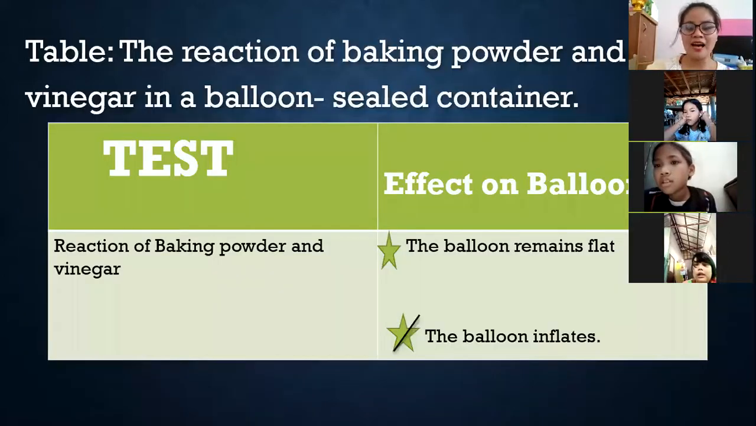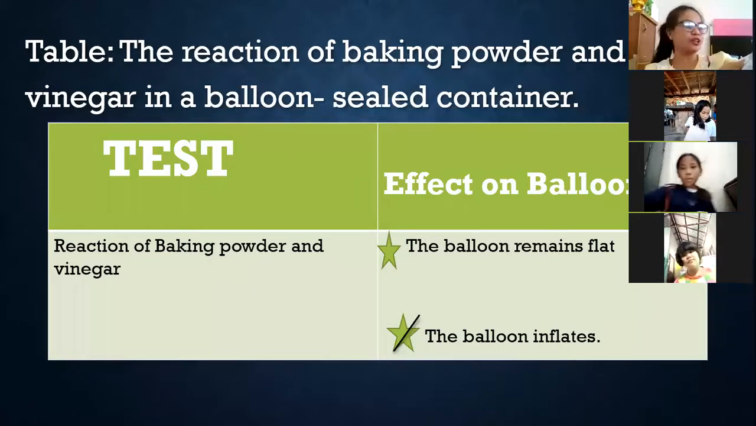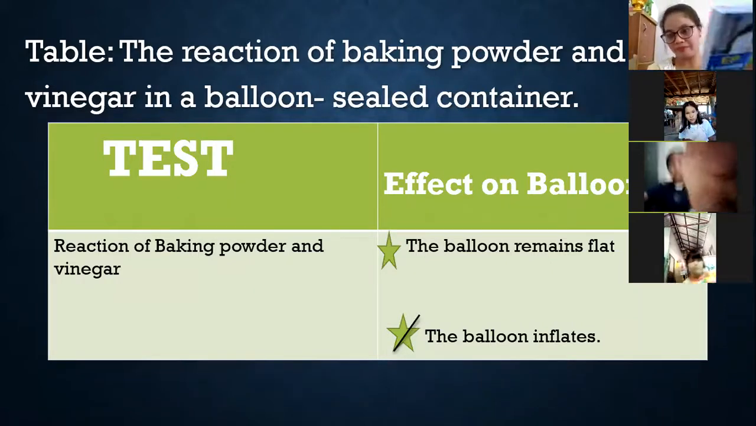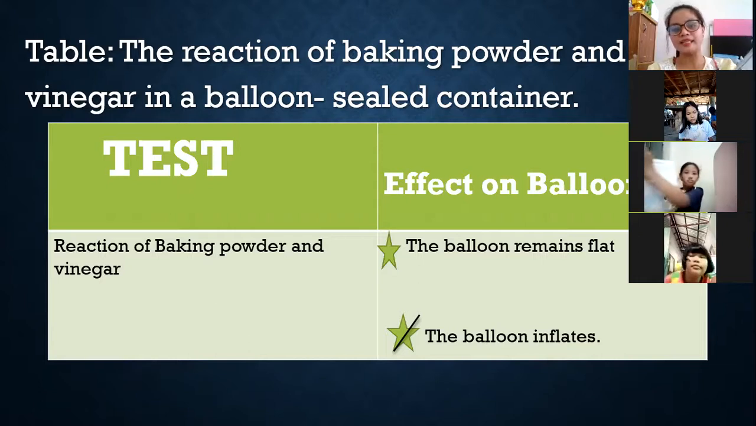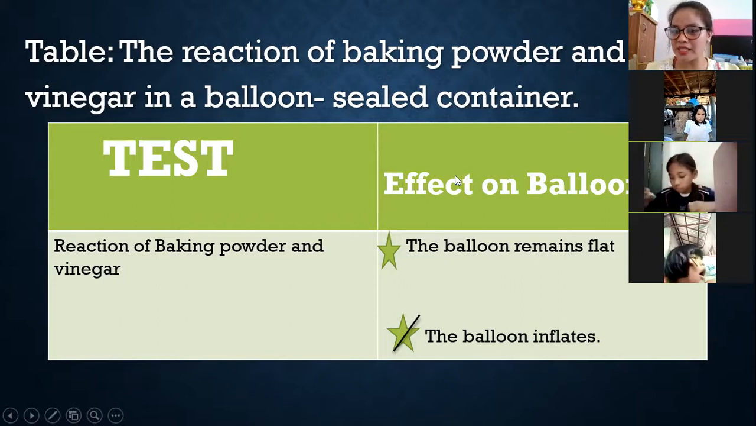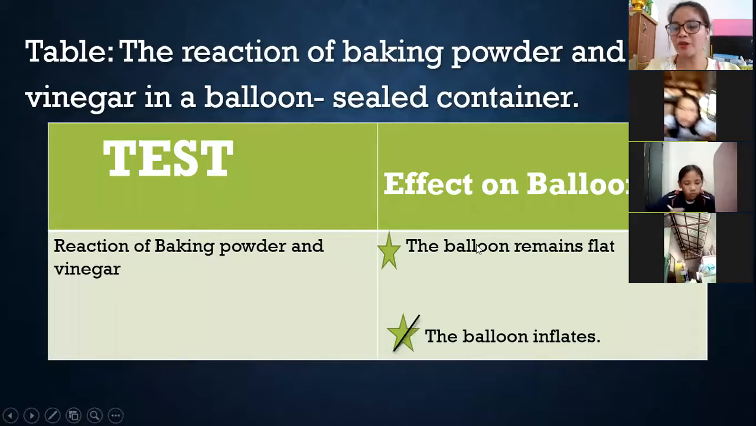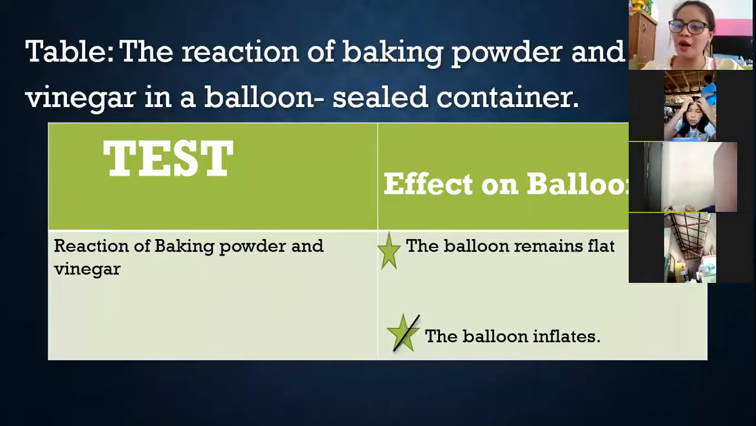Okay. So go back to your book. Let's go to your book on page 17. It says there, the reaction of baking powder and vinegar in a balloon sealed container. Okay. You see the video? Did you see the video? Yes or no? Yes. Okay. So the test is reaction of baking powder and vinegar. When you mix vinegar and baking powder, what happened to the balloon?